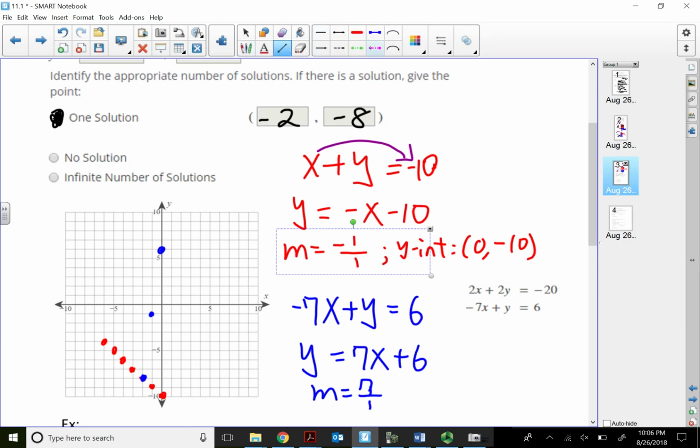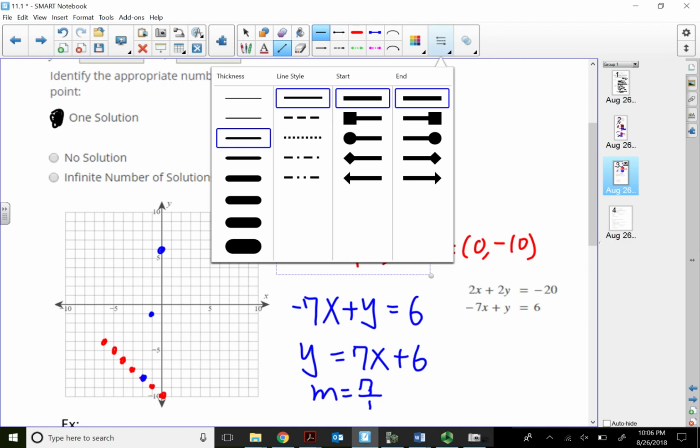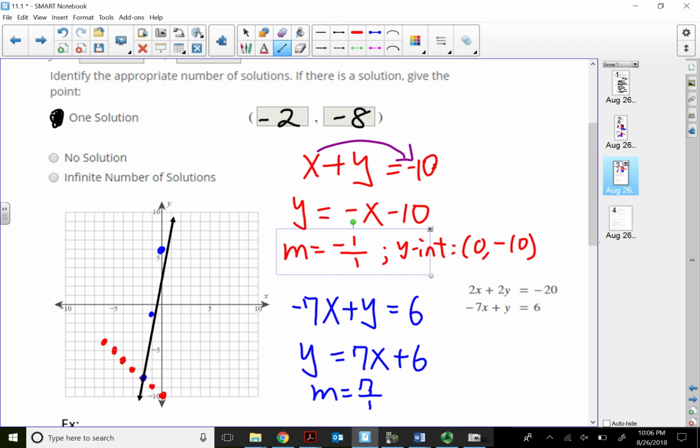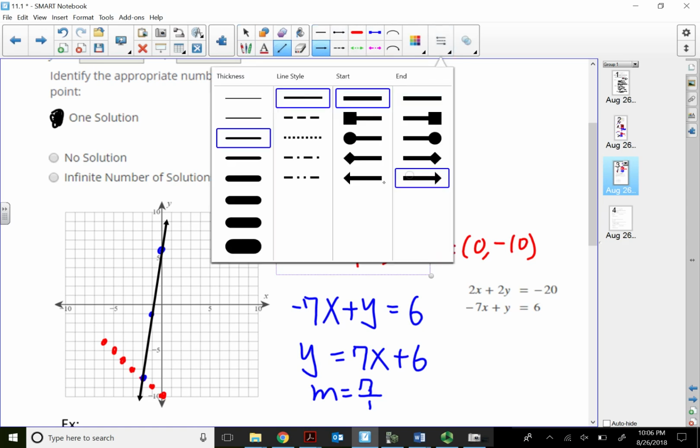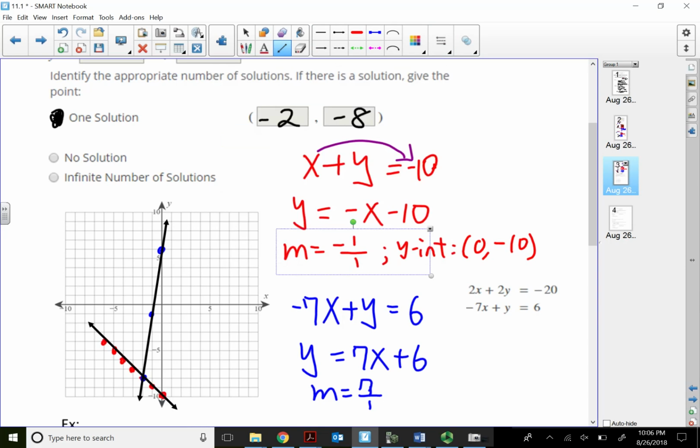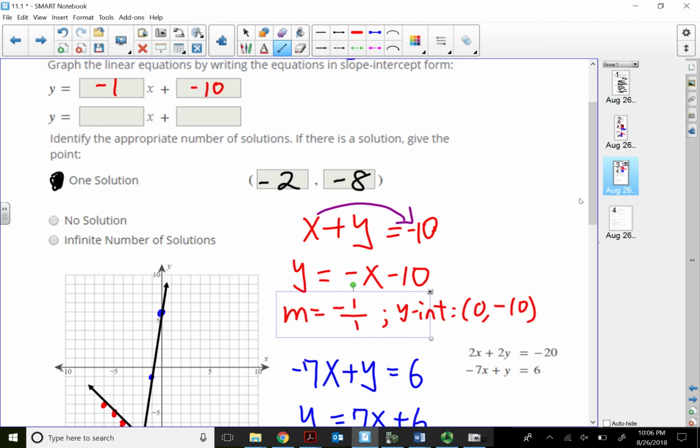All right, let me just go ahead and draw this while I'm at it. So this is my second line. Sorry, I didn't quite connect them. Let me fix it a little bit. There you go. And the other one, let me connect them with this. Make it nice and pretty. All right, so this one has one solution.